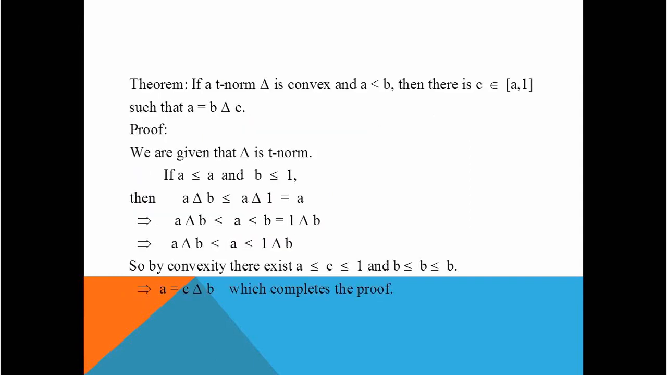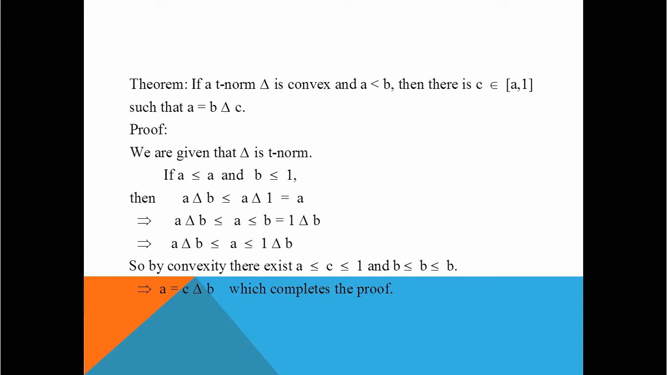It means there exists a c between a and 1 and a number between b and b such that a is equal to c delta b. So there is a number between a and 1 which is c, and there is a number between b and b which will always be b. So a is equal to c delta b. We apply the convexity, so it completes the theorem that a is equal to b delta c.